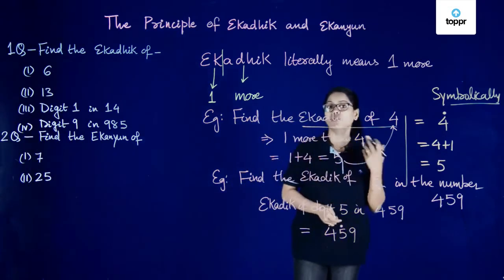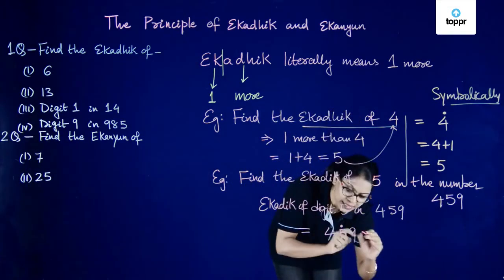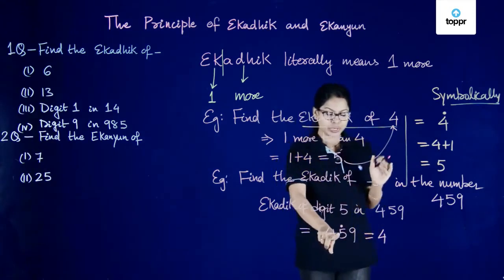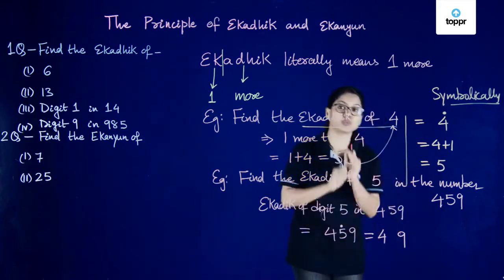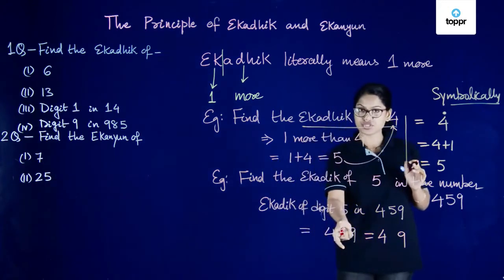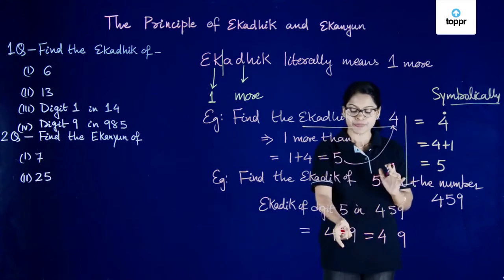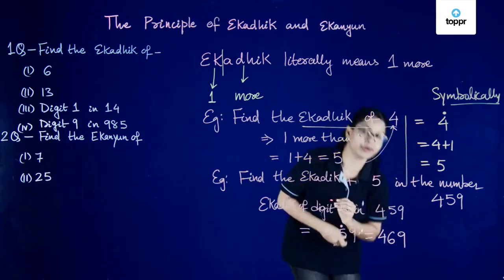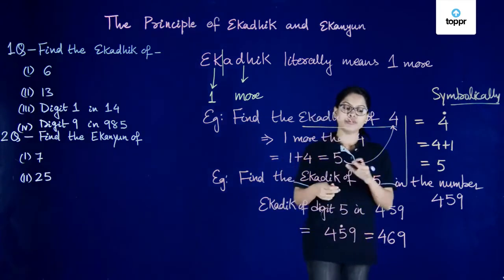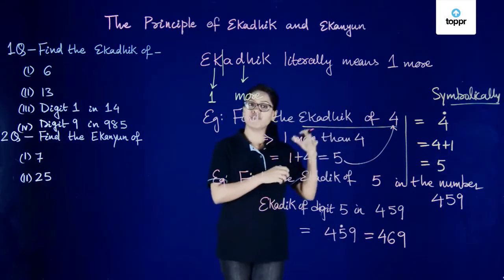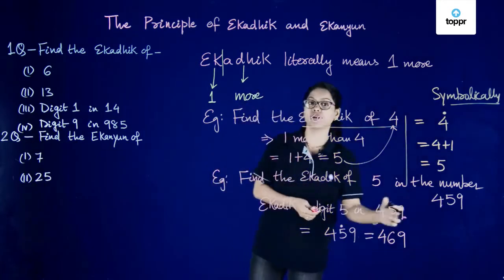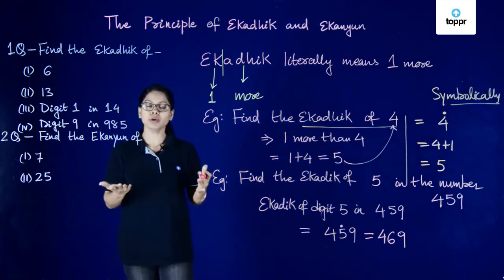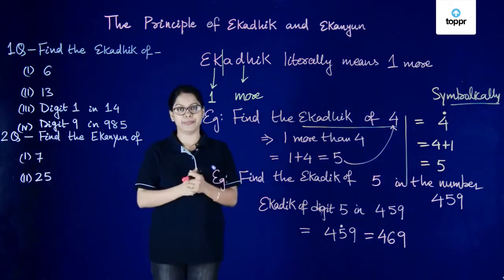It's a dot over 5. So, that is equal to 4. The digit 4 is written as it is, no change. And we also write the digit 9 as it is without any change. But let's talk about the digit in the middle. That's 5. Now, Ekadhik means one more of the digit 5. That's 469. So, Ekadhik of digit 5 in the number 459 gives us 469. Thus, we can find Ekadhik of a complete number or just a digit in the number.